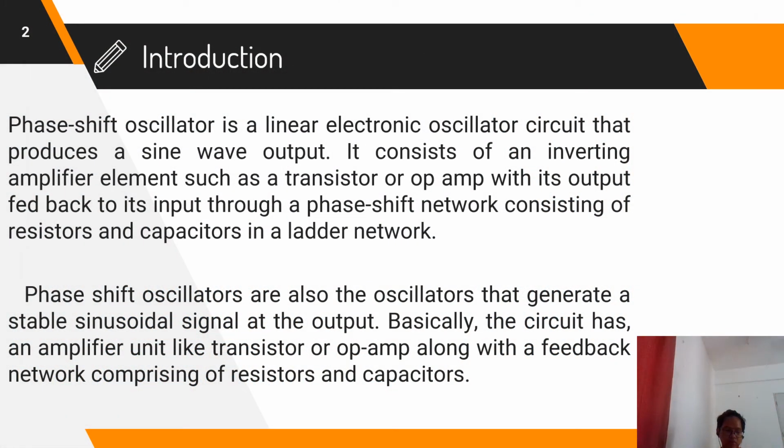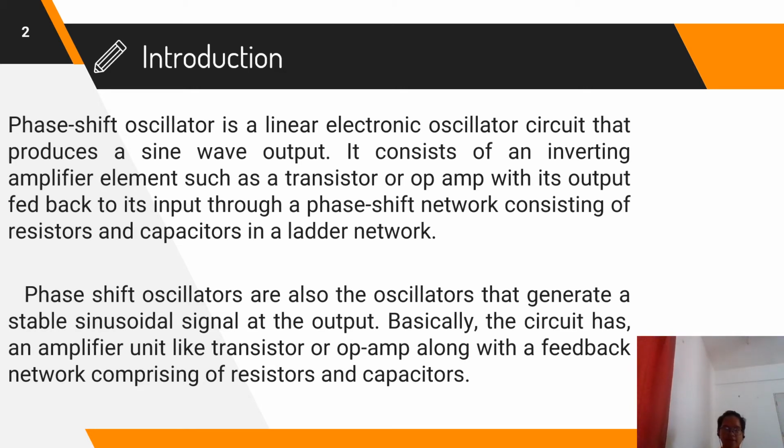My name is Muhammad Kashfuhat. I will talk about the introduction. A phase shift oscillator is a linear electronic oscillator circuit that produces a sine wave output. It consists of an inverting amplifier element such as a transistor or op-amp with its output fed back to its input through a phase shift network consisting of resistors and capacitors in a ladder network.